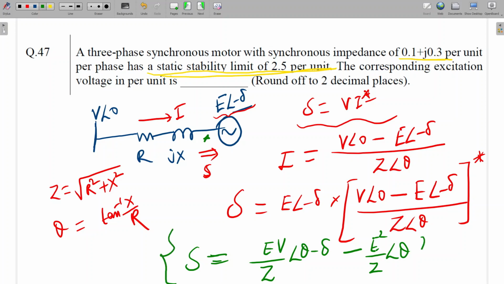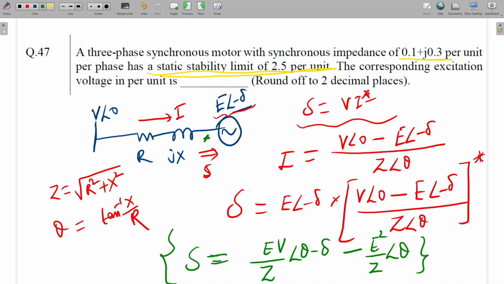Anyone having any doubt in this equation? How I have calculated this apparent power? I will explain again. Is it clear to all? Yes, you can ask.